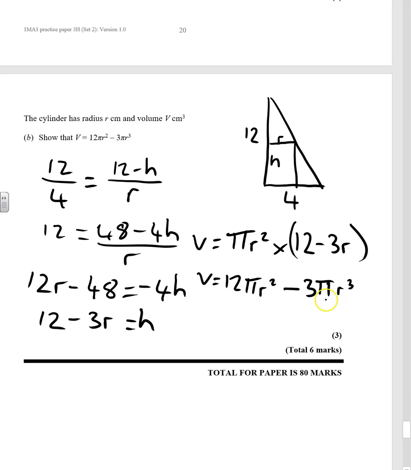Okay, so we've got the volume because we've looked at the ratio of the two sides of the big triangle and the small triangle. We've rearranged it in terms of h, so we can then substitute it in to have our volume in terms of r.